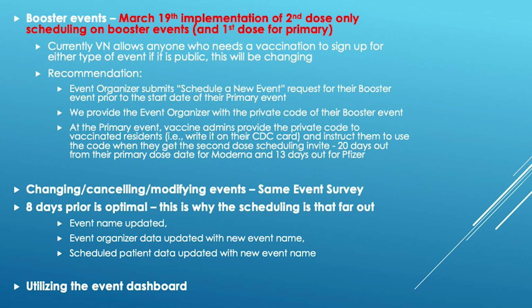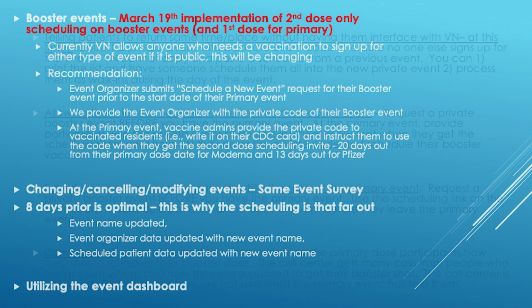Changing, canceling, and modifying events. I already talked to this a little bit. We don't schedule any more than 8 days out, and that's because if there's going to be a change to it, it's a little more difficult to make a change and notify everyone. We've had issues with this in the past already where one of the events was scheduled at a church. We had to change it the day before to a different location. We had to get notifications out to about 1,300 people and hope that they got the notification.